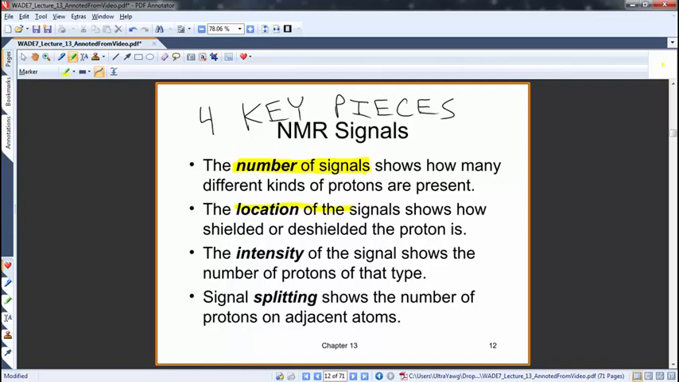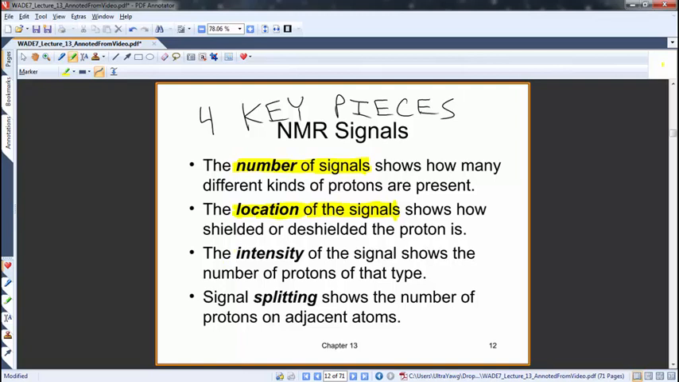The location of the signals, and when we say location, we're talking about the x-axis value, right? Where on the x-axis are the signals located? That tells you about the shieldedness. Are the protons deshielded or shielded? What type of generic environment are they in? That gives us hints about functional groups, actually.